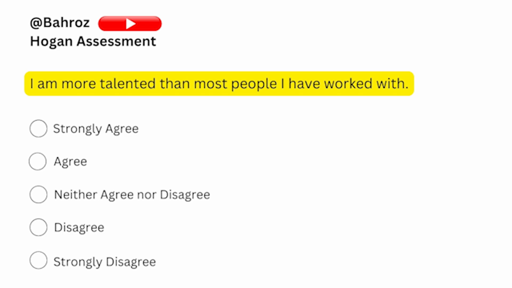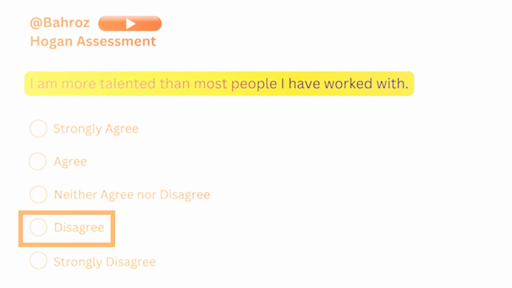It suggests you dismiss other people's contributions, you are hard to give feedback to, and you may overestimate your own judgment. Answer disagree or strongly disagree. You are signaling self-awareness, humility, and the ability to recognize value in your colleagues. You can be confident without needing to position yourself as superior to everyone around you. Companies love confident people. They do not love arrogant ones. So go with disagree. Question 10.